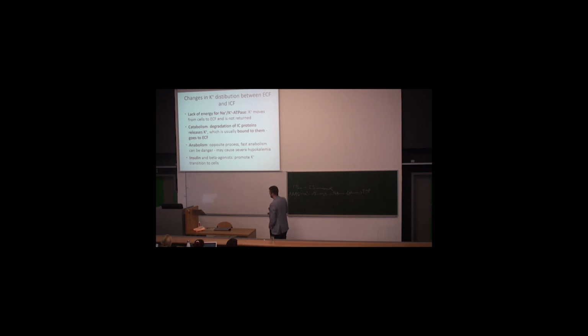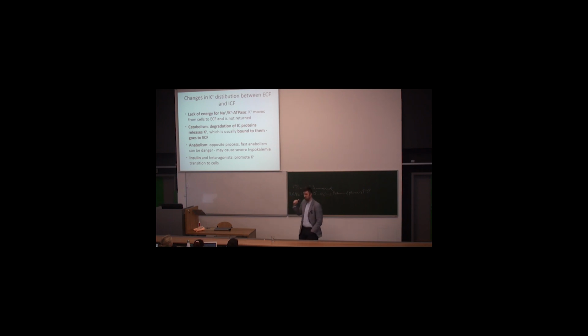Another process that stands behind the distribution changes is catabolism and anabolism of the proteins. If you have a protein inside a cell, on this protein you have some ions bound at the side chains, and that can be, for example, potassium. If you degrade the protein and burn it to amino acids to gain energy, to gain glucose, then of course the potassium will also be released from the proteins, and as a result this potassium will be released to the extracellular fluid.